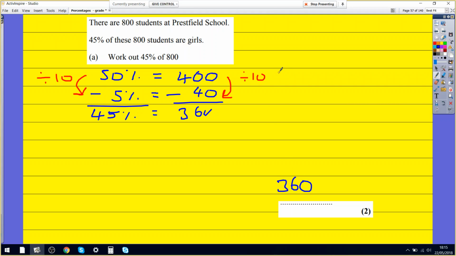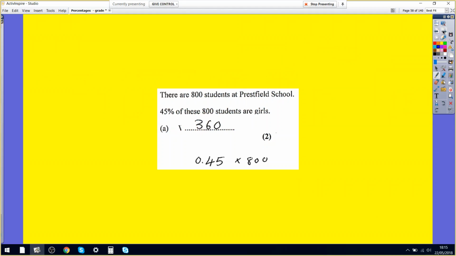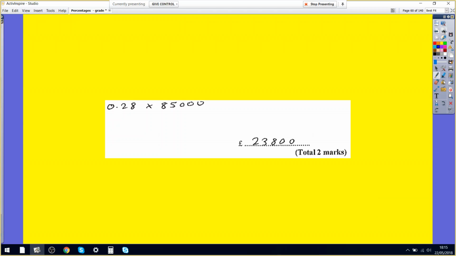Yeah, so the trick with these ones is there are 4 percentages that are very useful. I'll call them useful percentages. So we used two of them, 50% and 5%. Another two that are useful are 10% and 1%. And you can use those to figure out any percent. That's the one we did.